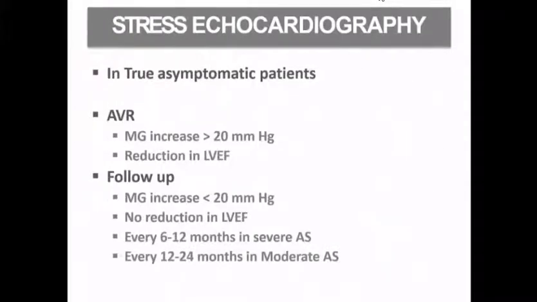Or other methods of valve replacement. So stress echocardiography in the truly asymptomatic patient is used to assess whether they really need the intervention or not. If the mean gradient increases by more than 20% or the EF drops, this patient is recommended for AVR. If not, you can follow every 6 months for severe AS and every 1 to 2 years in moderate AS.